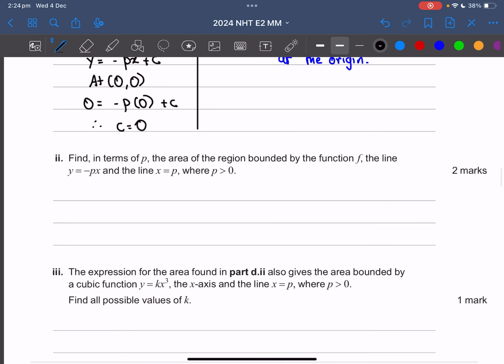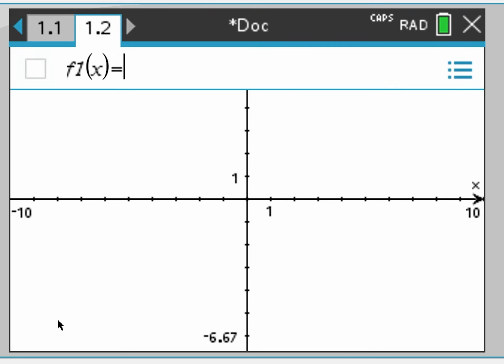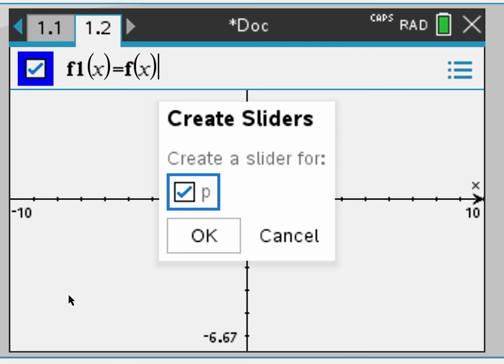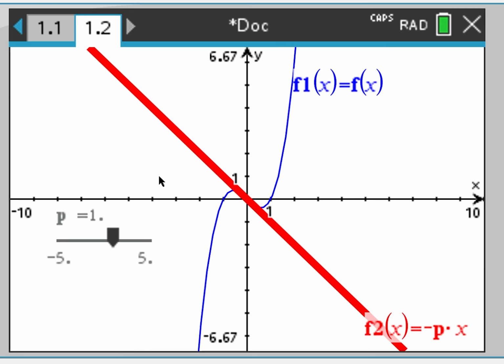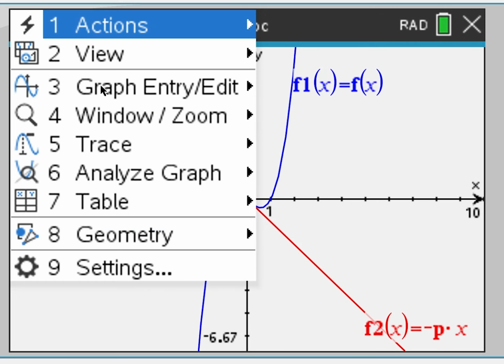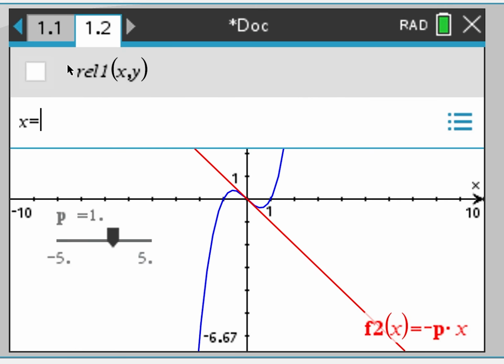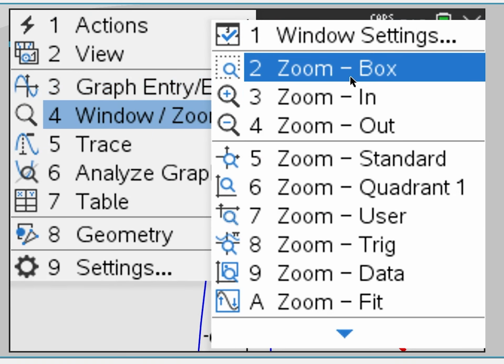So find in terms of p the area of the region bounded by the function f, the line y equals minus px, and the line x equals p, where p is greater than 0. Okay, so for this, let's plot this function on CAS to have a better visual of what's happening. So f of x, we'll have to add the slider, of course, and then we'll plot the other function, so minus p times x, so that's our linear line. And we have to also plot one more thing, if the calculator lets me, so graph, and we'll do relation x equals p.